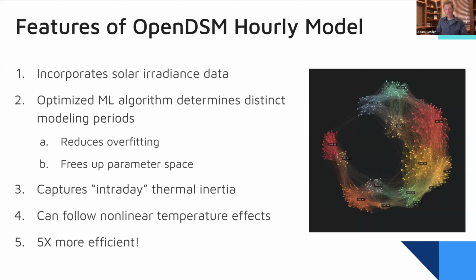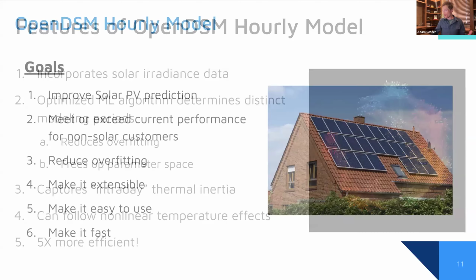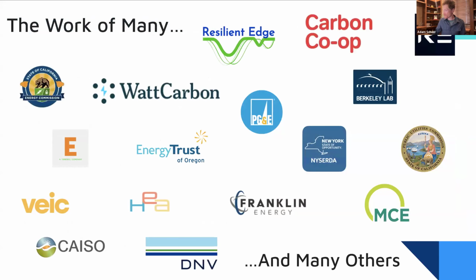And it can follow nonlinear temperature effects, so very cold, very hot time periods. Oftentimes, customers use energy in ways that don't follow a linear trend, and we now have the ability to model those buildings more effectively, and it's 5 times more efficient. So all of these goals are things that Travis is going to speak to.